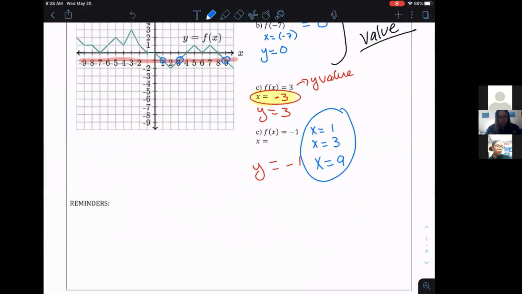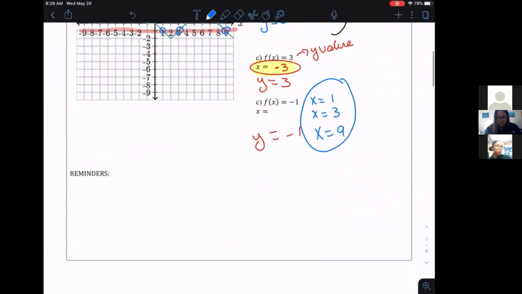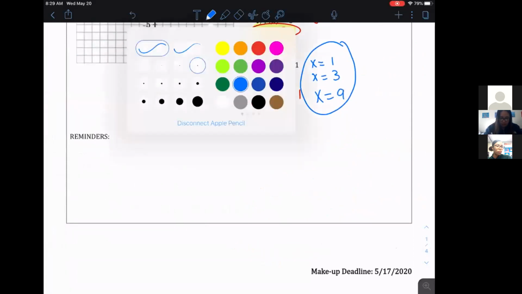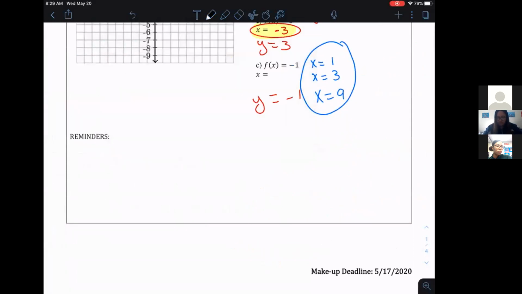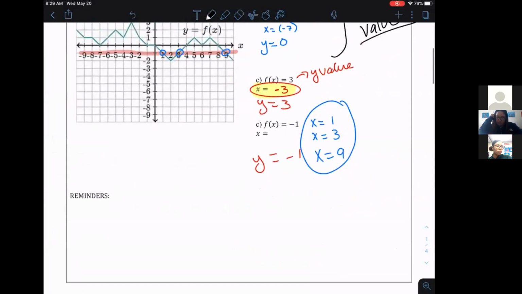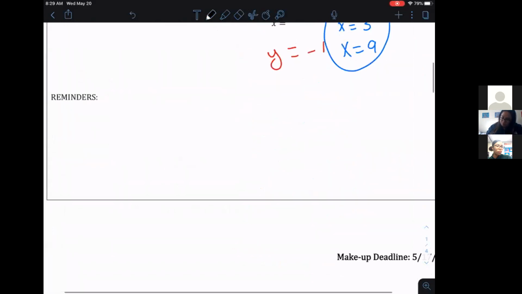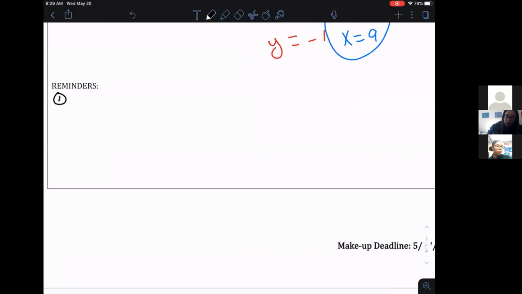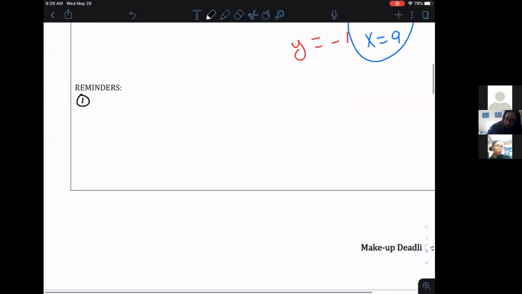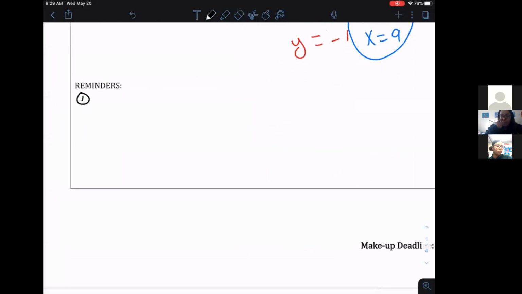Okay. Take a second and digest what we just did. And right now, I want us to capture some reminders for our end of year exam. What do we need to remember if we see a question like this? Okay, let's get ready to jot down some reminders. Okay, the first thing I want us to remember is just the general information about functions.